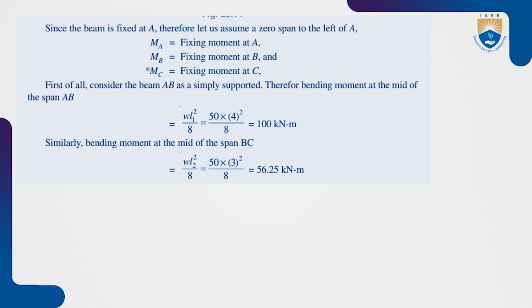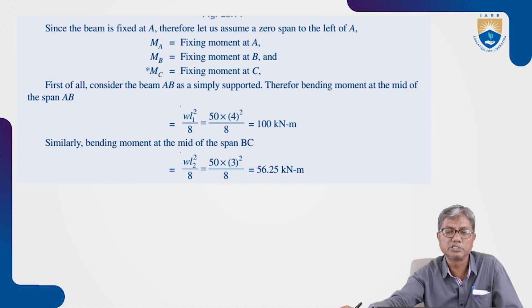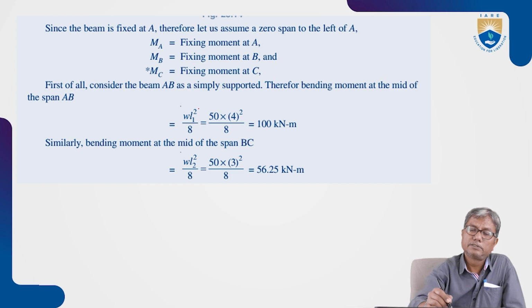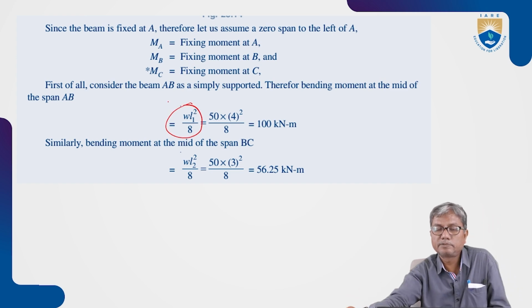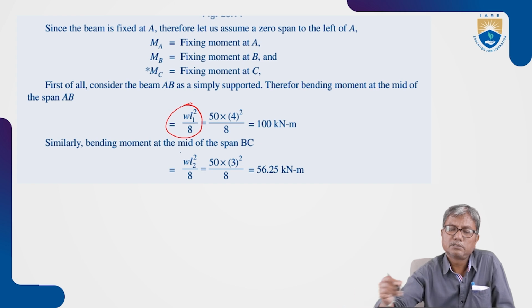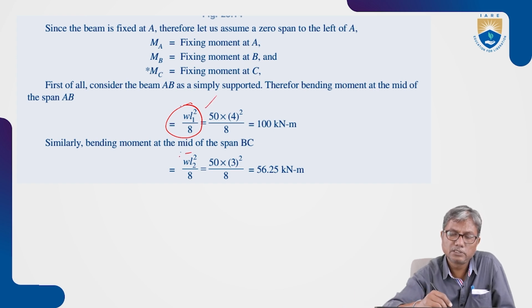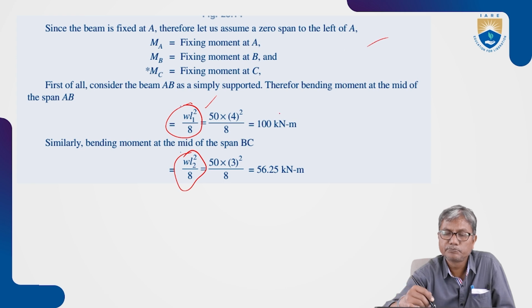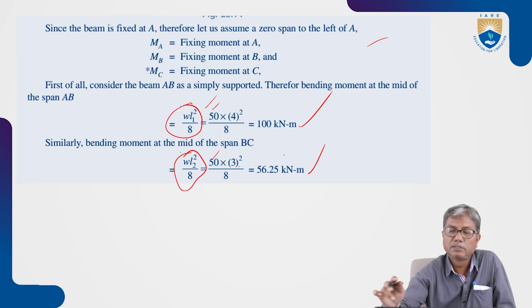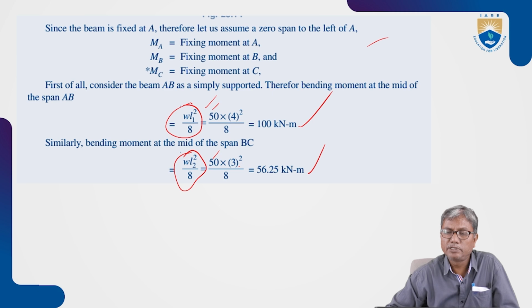So let MA, MB and MC be the fixed end moments, and MC is 0 here, we know that. And the mid-span moment will be WL1 squared by 8 for span AB, and WL2 squared by 8 for span BC. So here we get 156.25. W is the same for both, 50. L1 is 4 and L2 is 3. So the moments at mid-span for AB and BC are 100 and 56.25 kilonewton meters respectively.